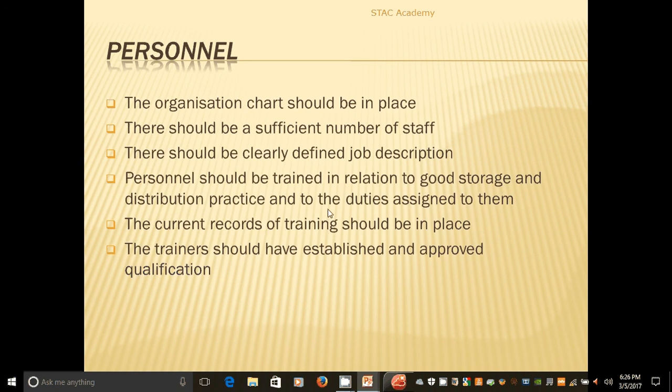Personnel. The organization chart should be in place. There should be a sufficient number of staff. There should be clearly defined job descriptions. Personnel should be trained in relation to good storage and distribution practice and to the duties assigned to them. The current records of training should be in place. The trainer should have an established, approved qualification to give training.